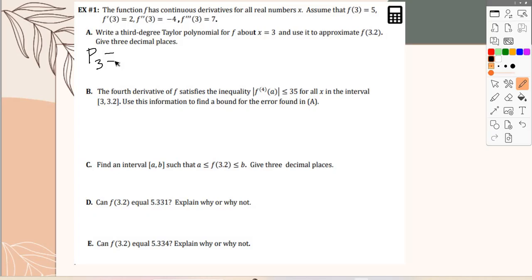Equals, what's going to come first? F of 3, which is 5. Then I'm going to add my first derivative, which is 2. And we would divide by 1 factorial, right? Which is just 1. So I just end up with a 2 there times x minus c, which again our c value is 3.